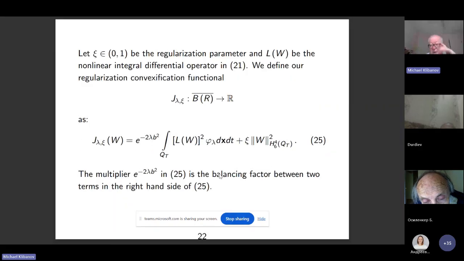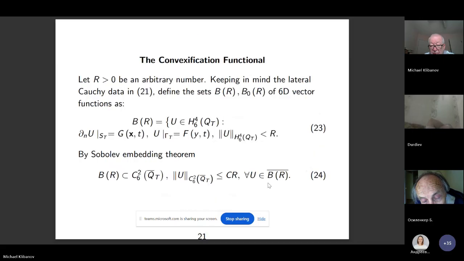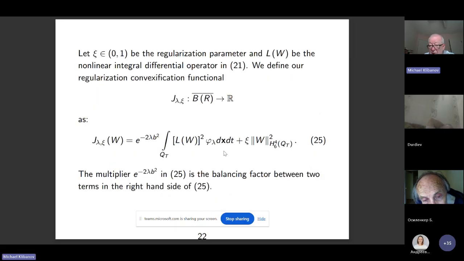And then I do what? Then I consider that convexification functional. C is a Tikhonov regularization parameter. If phi lambda would not be here, then this is exactly Tikhonov regularization functional, nothing more. But phi lambda makes a difference. And L, what L is? L is the operator of this integral differential equation, nonlinear. So I minimize this functional. This multiplier is just a balancing factor because phi lambda is actually large. But C is between 0 and 1, so I should somehow balance. That's what it is. But that's a constant anyway.